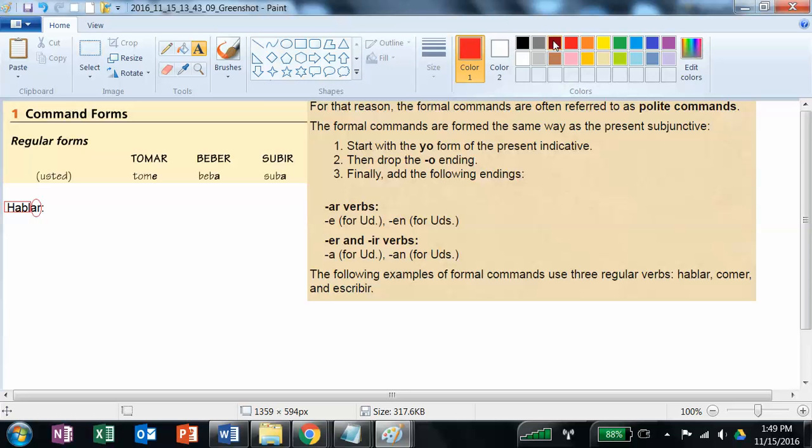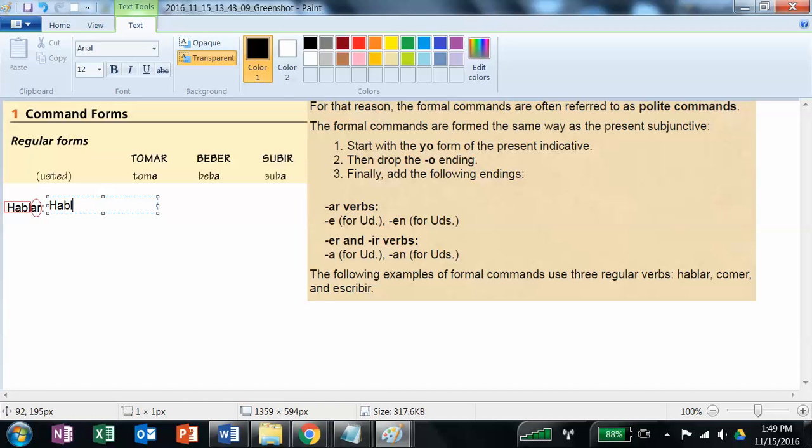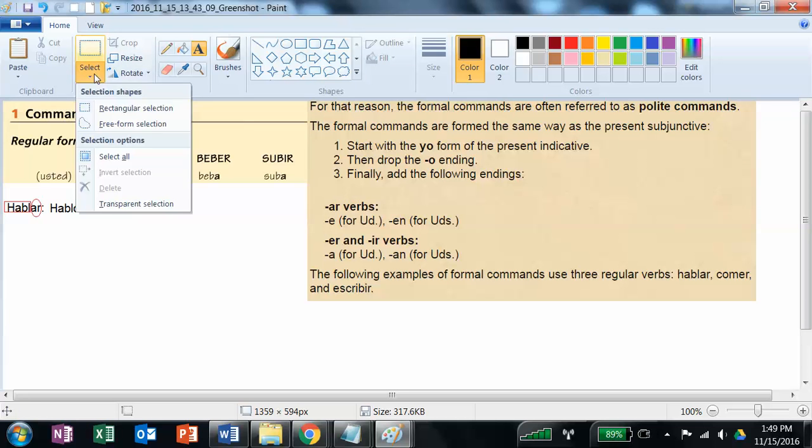So when we conjugate hablar for the yo, remember it was habl, and then I added an O for yo, and I would have added an AS for tú, an A for he, she. If you don't remember this, then you need to go back and look at last week's videos or last chapter's videos that dealt with conjugation. So you start with the yo form, that's step 1. Then you drop the O ending, that's going to be step 2.